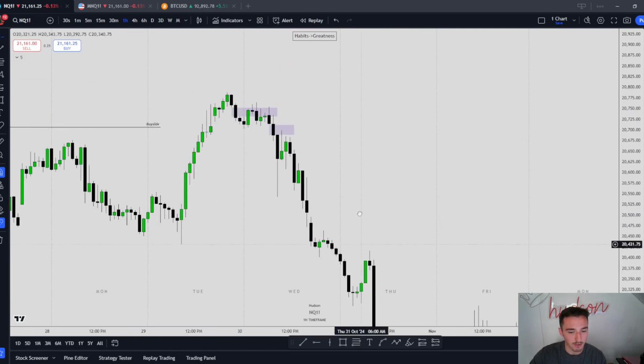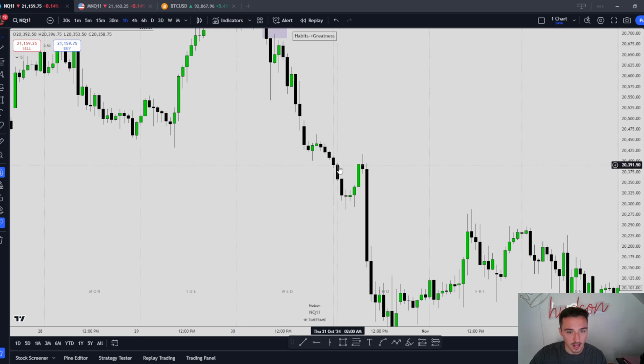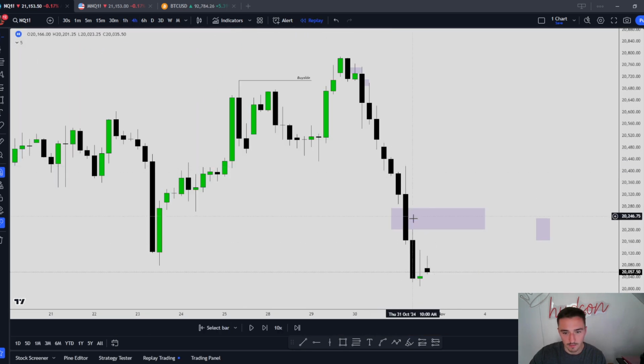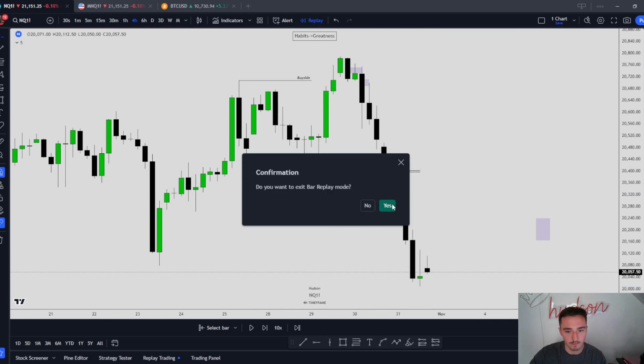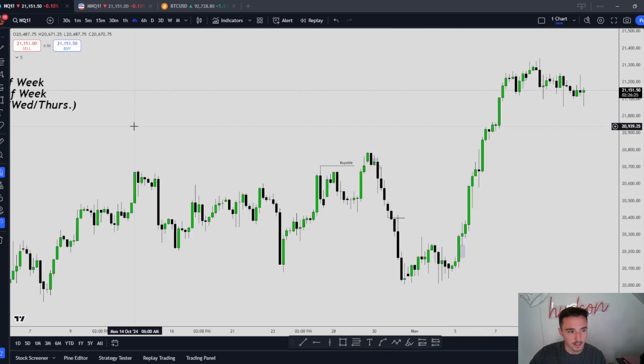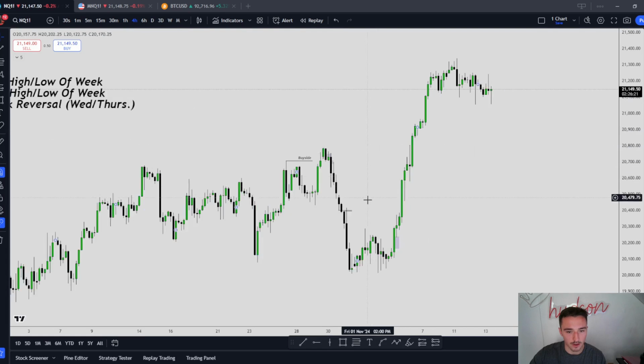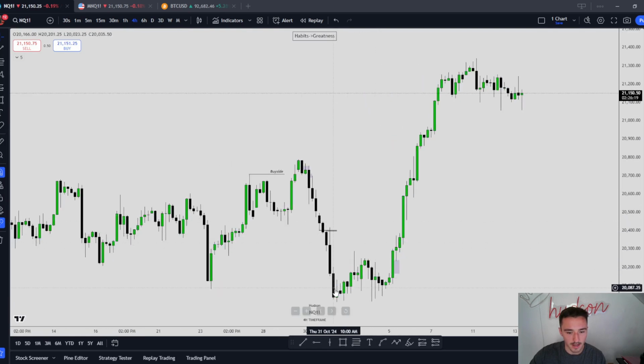A continuation of Wednesday's PA, right? Buy side taken, previous week high, SMT, classic expansion lower, right here, right? This is most likely a 4-hour fair value gap, right here. It is a small 4-hour fair value gap, right there, right? So Thursday taps into a key level, expansion lower, right? Classic what? Midweek reversal, right? Taps into that, continuation.